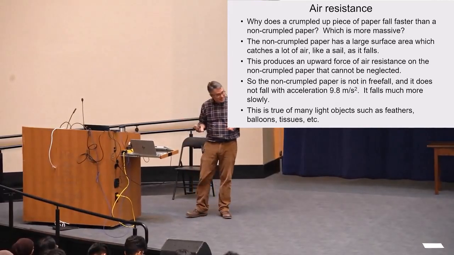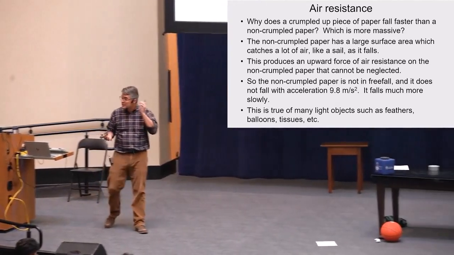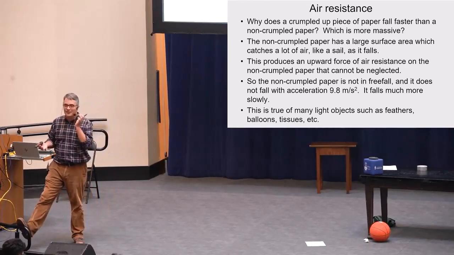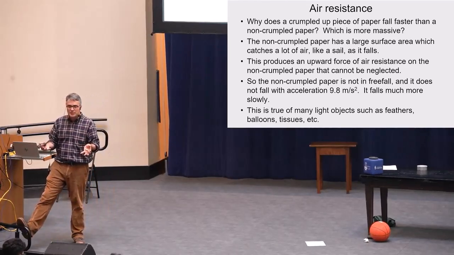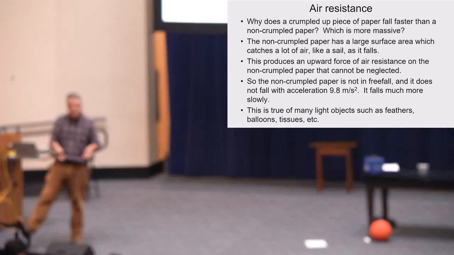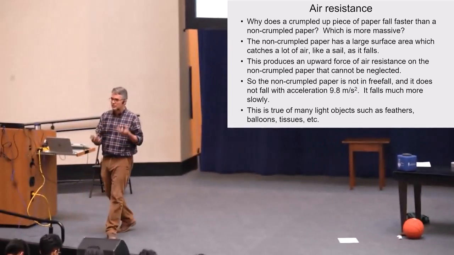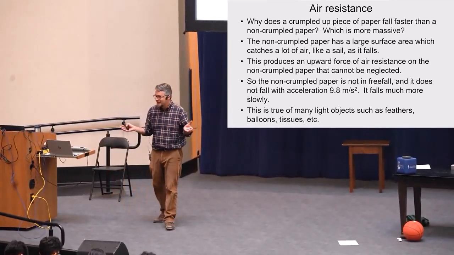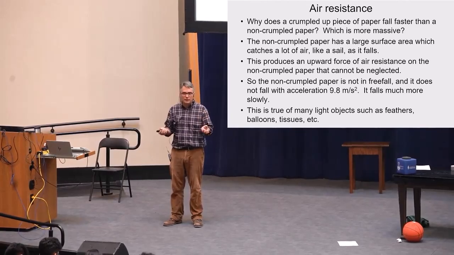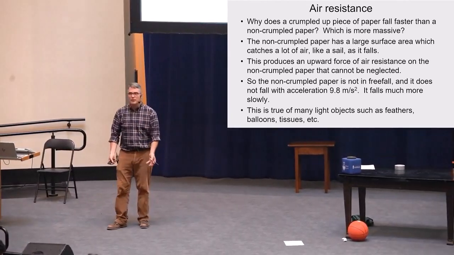And that's true of many light objects such as feathers. And this is the real reason why a hammer falls faster than a feather, is because the air resistance on a feather compared to its weight is pretty big, whereas the air resistance on a hammer compared to its weight is very small. It's a comparison there. And if you were to somehow pop out all the air in the room and drop the hammer and the feather, what I'm telling you is that they would both fall at 9.8.